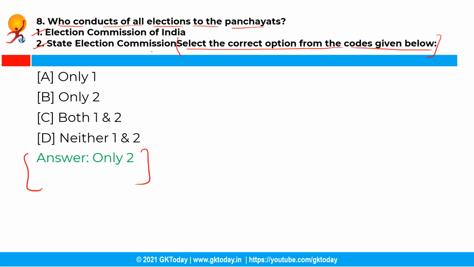See, the superintendence or direction and control of the preparation of electoral rolls and the conduct of all elections to the panchayats shall be vested in the State Election Commission according to the Constitution of India itself. Moving ahead with the next question.